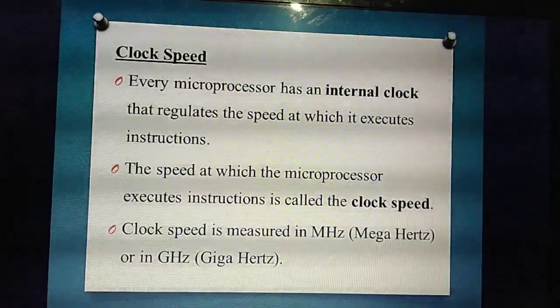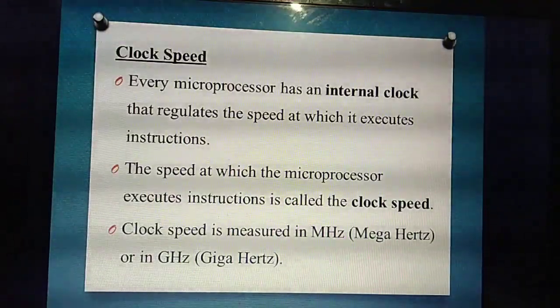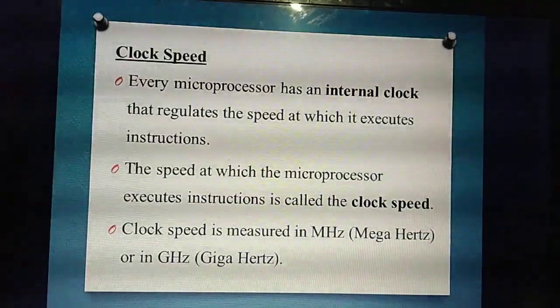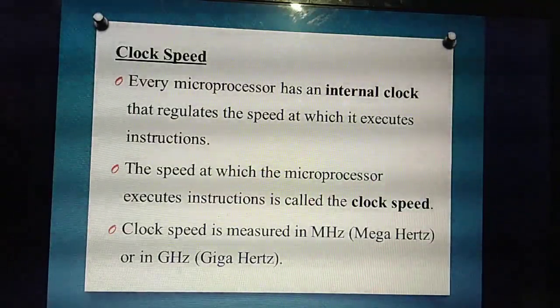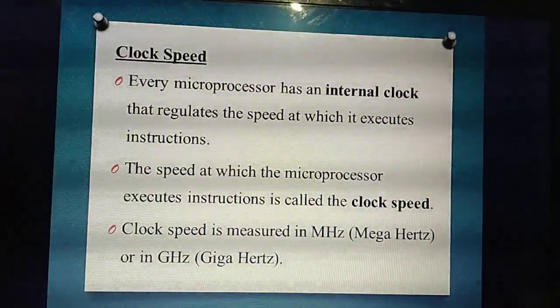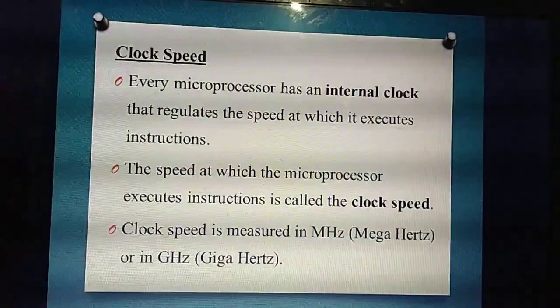What do you mean by clock speed? This clock speed is measured in two units. What are the units? Megahertz and gigahertz. Clock speed is measured in how many units? Two units, either in megahertz or in gigahertz. Understand? This is the first characteristic of the microprocessor.